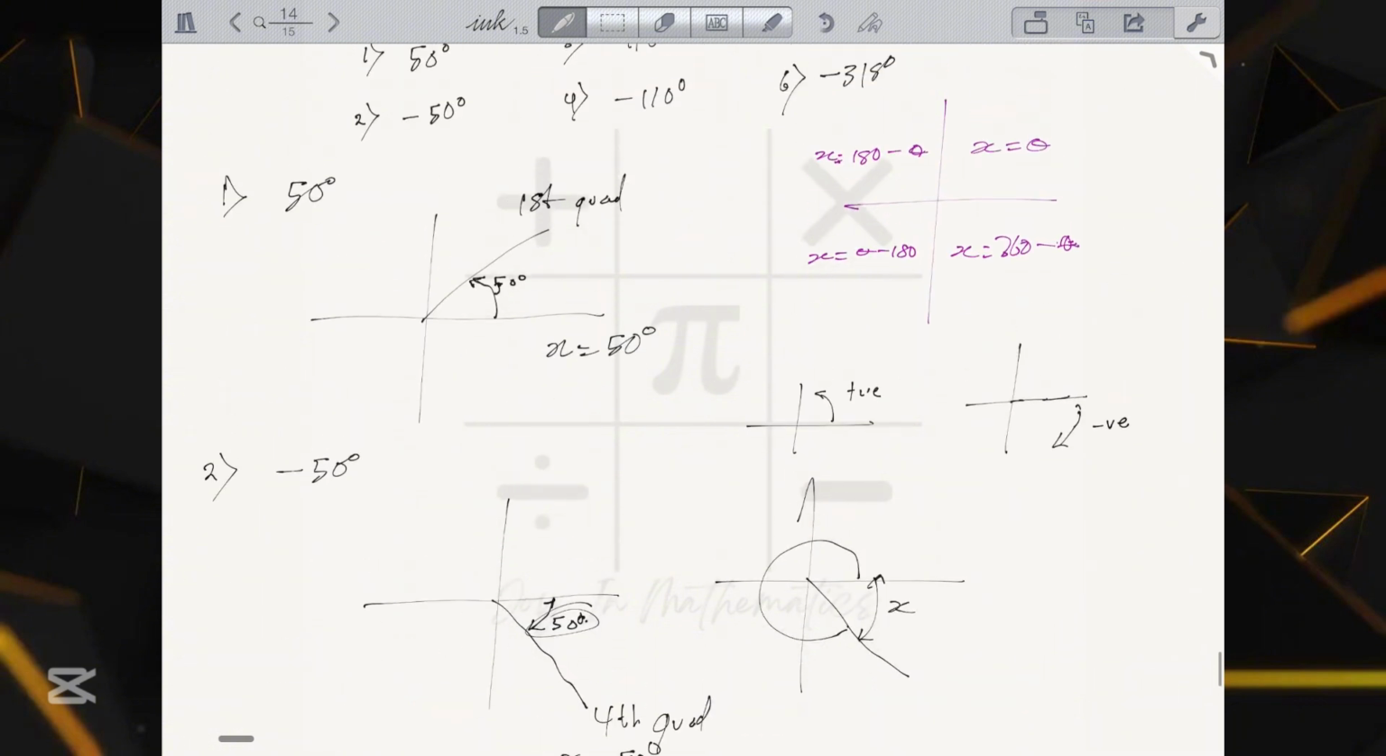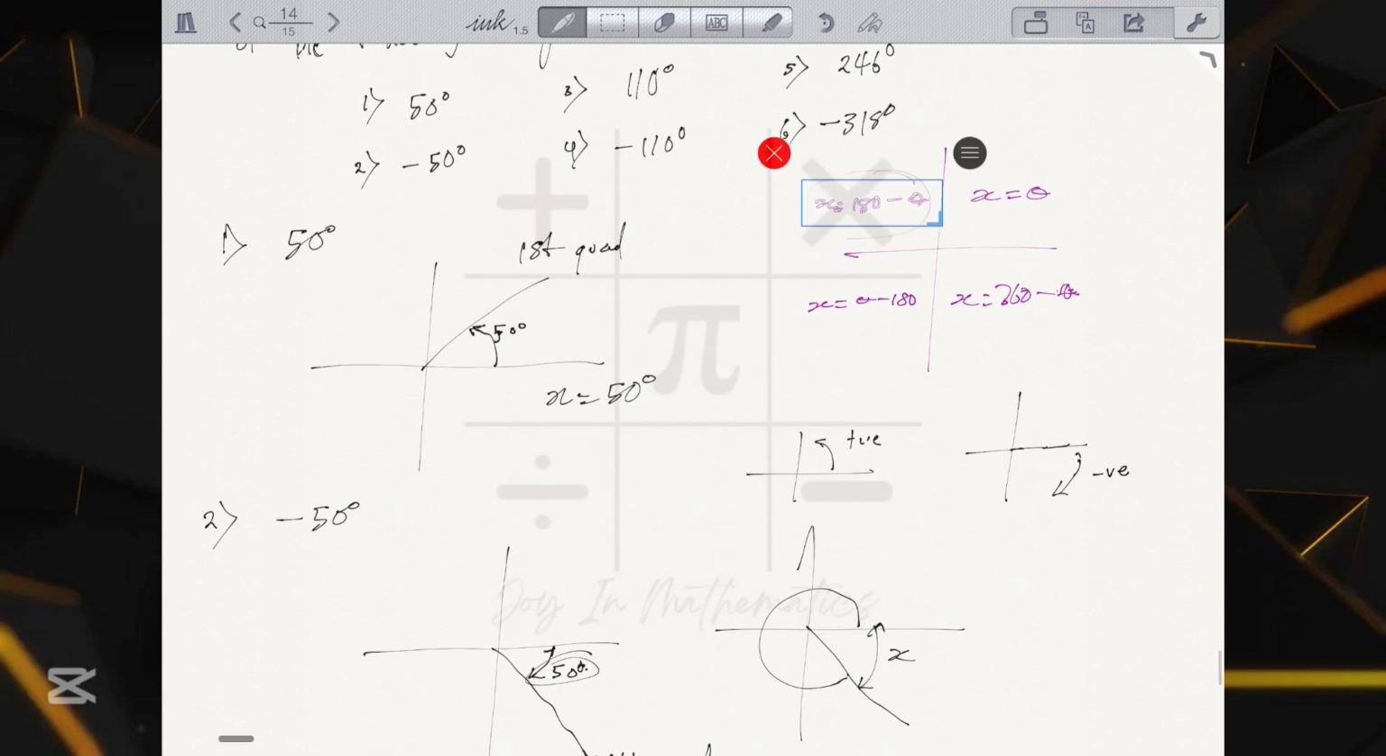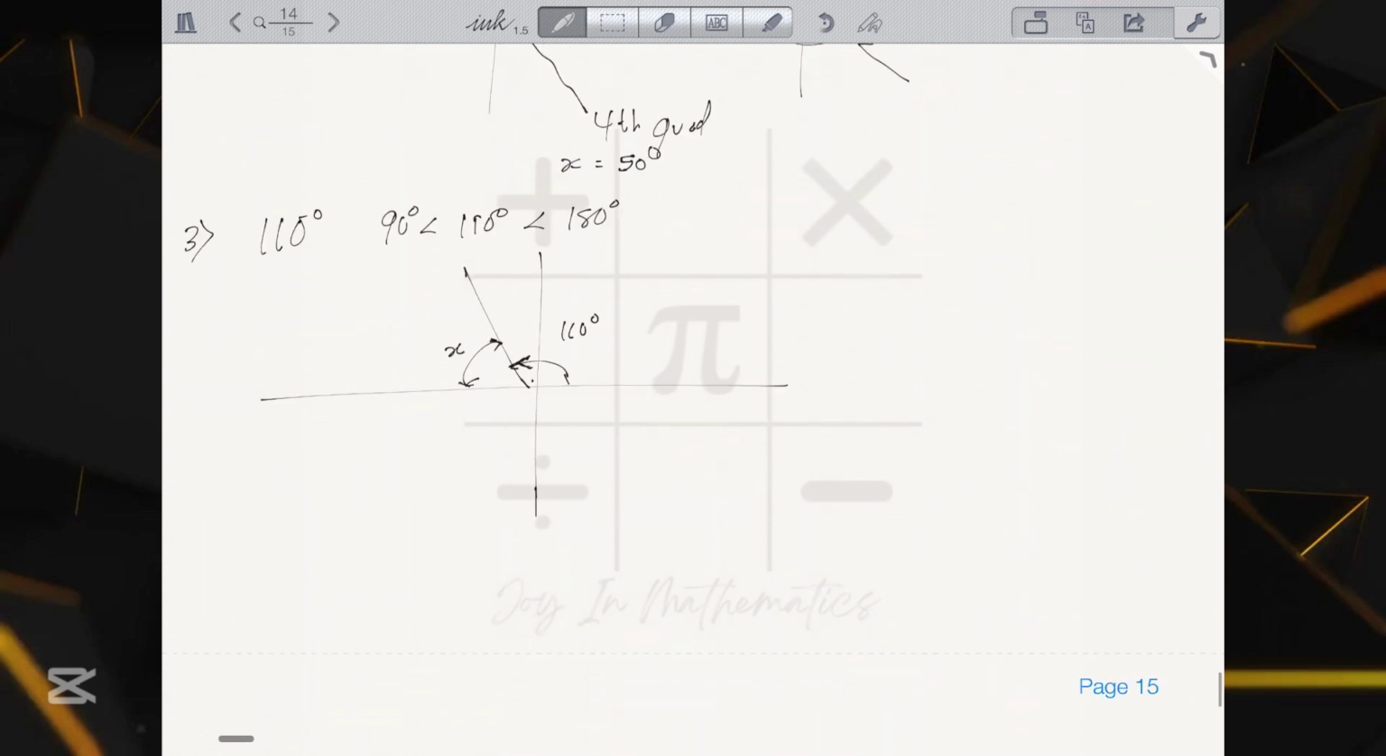If we look at this, the acute angle in the second quadrant is 180 minus theta. So now we know that this is in the second quadrant, and the relative acute angle is 180 minus theta, which is 180 minus 110 degrees, which will give us 70 degrees.